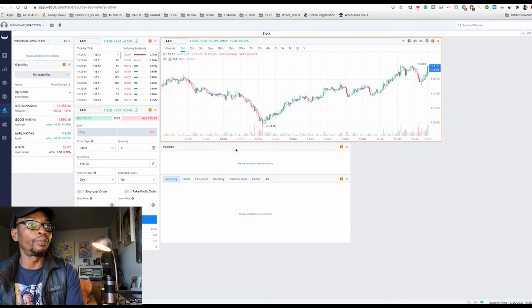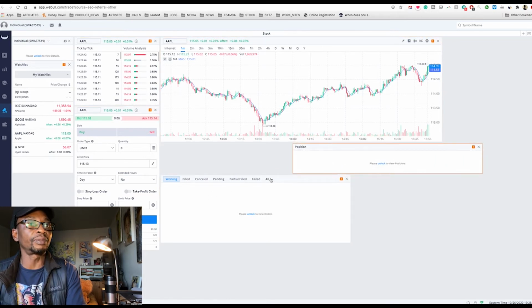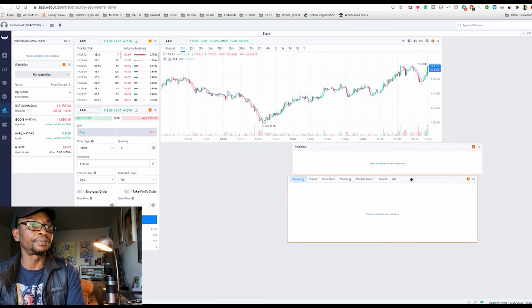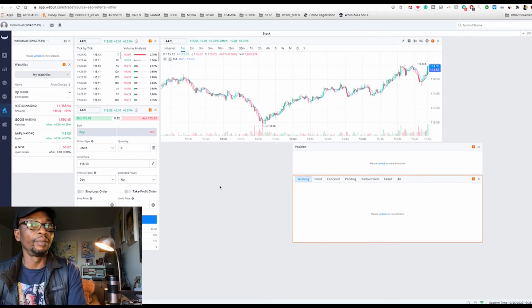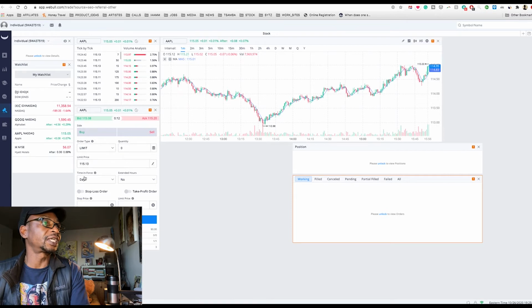So over here will be your positions, what you bought, and you can customize this. You can drag this around and make it fit your feel. Over in this section, you can quickly place a trade. Of course, you can do a limit trade, market, stop limit, and so on.